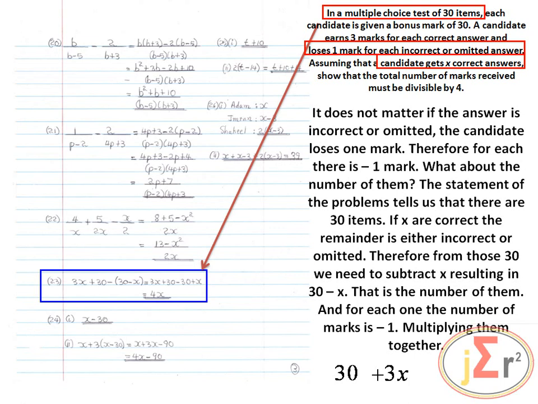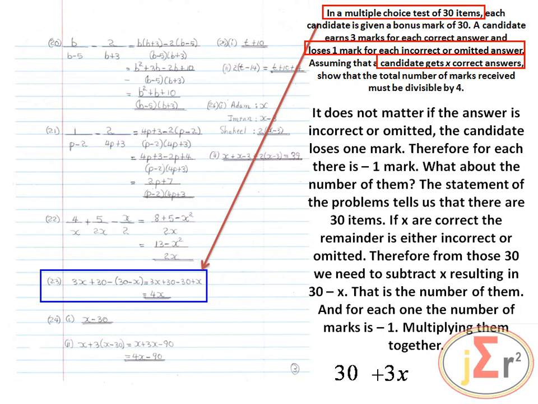But it does not matter if it is incorrect or omitted. You will lose the same number of marks. So if X are correct, the remainder is either incorrect or omitted. The statement of the problem tells us that there are 30 items.